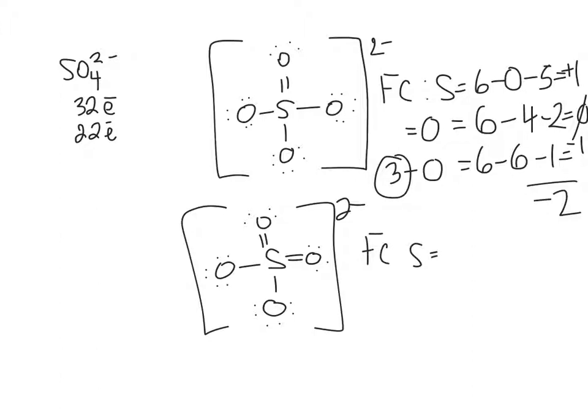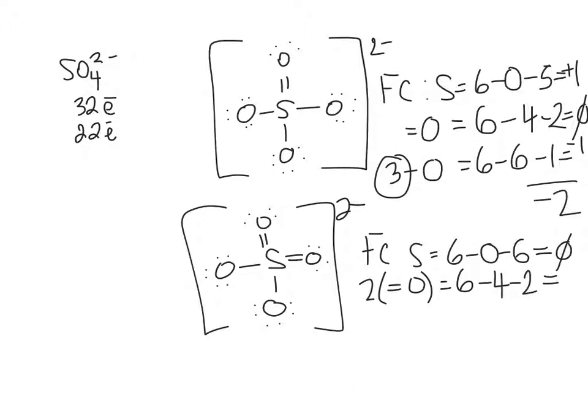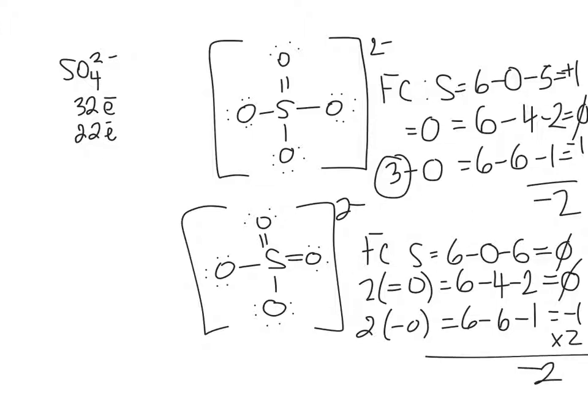Formal charge. Sulfur is 6 minus no lone pair electrons minus 6 bonds. Looking much better. Double bonded oxygens, we've got 2 of them. So it's 6 minus 4 electrons in lone pairs minus 2 bonds is 0. Looking way better. 2 single bonded oxygens. So it's 6 minus 6 electrons in lone pairs minus 1 is negative 1, times 2 because there's 2 of them. Total is negative 2, which happens to match the charge of the ion. We've got more zeros than we had before. So this is the best Lewis structure out of all of them.